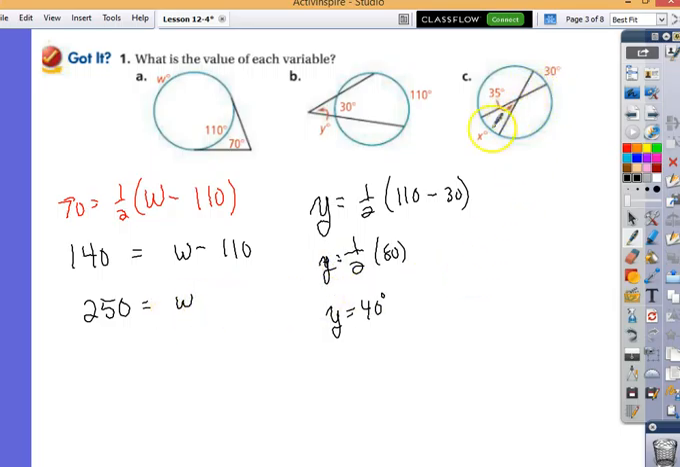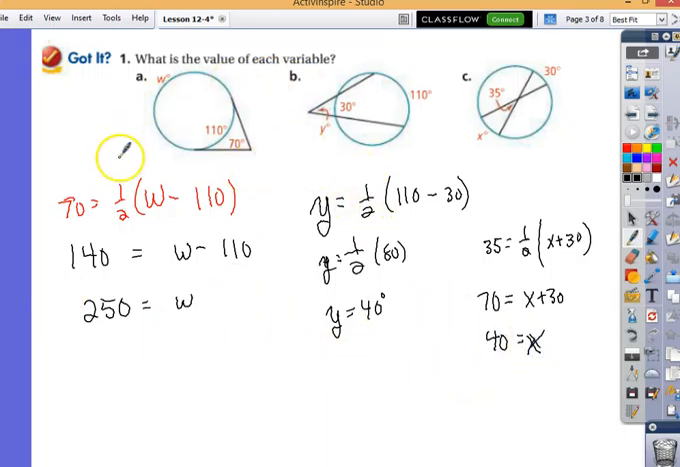And then finally, we got a subtraction problem or an addition problem here? Addition. So the angle is 35. Does it matter what order we add in? Nope. So we can do x plus 30. What should I do first here to make this a little bit easier? Remove the fraction. And how do you do that? Multiply by 2. So that's going to be 70 is equal to x plus 30. And then subtract 30 from both sides. And x is equal to 40. So some real simple arithmetic problems to get you kind of used to the concept of what's going on here.